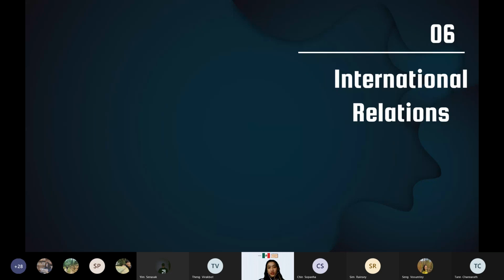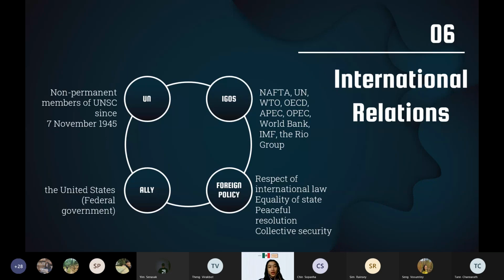So let's go into international relations. We're one of the non-permanent members of the UNSC since 7 November 1945. We're involved with IGOs including NAFTA, the UN, WTO, OECD, and so on. Our main ally is the United States, and our main foreign policy is the respect of international law, the equality of states, peaceful resolution, and collective security.